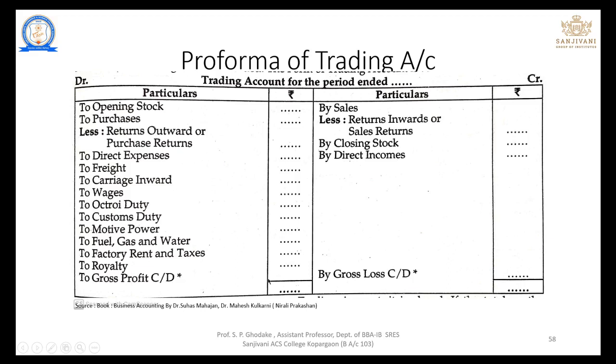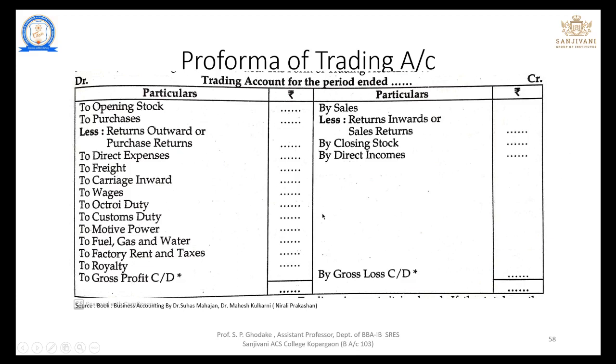But if the debit side is larger than the credit side, say for example the total of the debit is 1 lakh and the total of the credit is 80,000, then if 1 lakh is here, we write 1 lakh here and subtract 80,000 from the 1 lakh. So we have a 20,000 difference on the credit side, which is called by gross loss. This is the pro forma of the trading account.